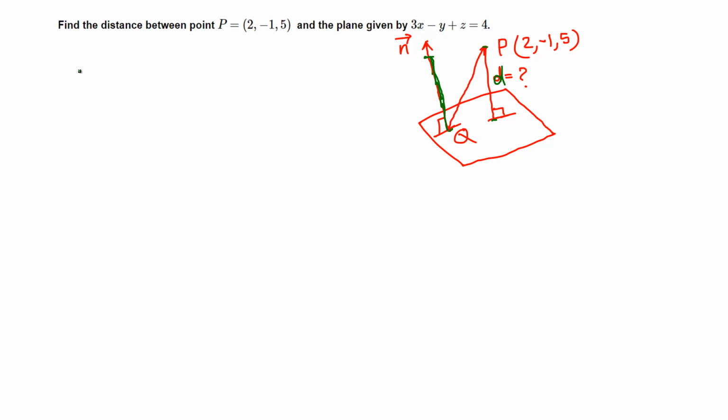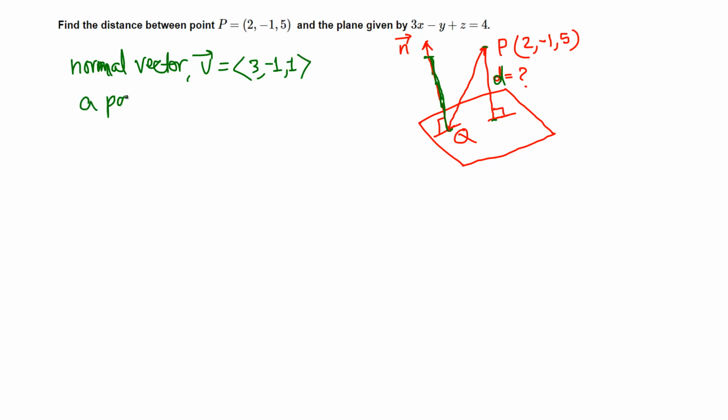So this equation, so normal vector, okay, normal vector n, just the coefficients of x, y, and z. So 3, -1, 1, 3, -1, 1 from the equation of the plane.